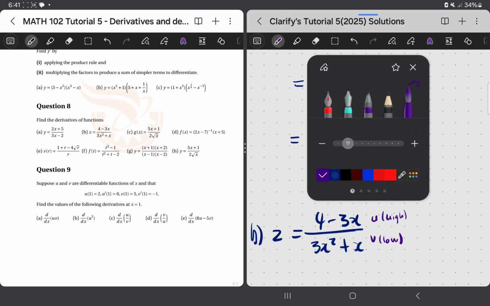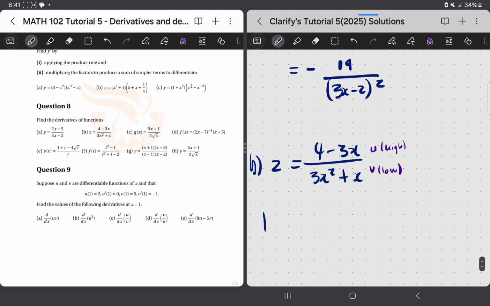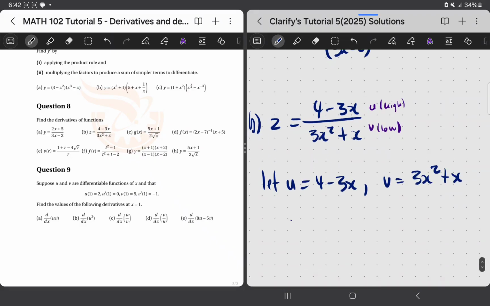Then we can go ahead and write with the pen again to say, let U be equal to 4 minus 3x. Then, comma, let V be equal to the bottom, which is 3x squared plus x. Now we can do our U prime, which is the derivative of 4, which is nothing. The derivative of negative 3x is negative 3. Then V prime: you drop the 2, 2 times 3 is 6x to the 1. The derivative of x is just 1.